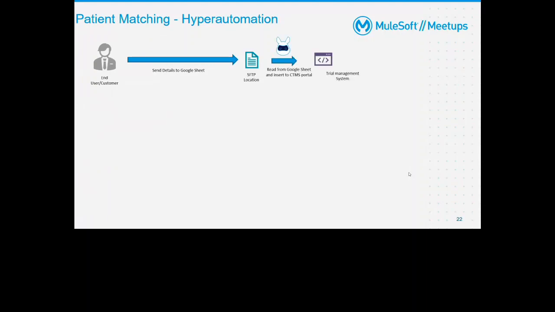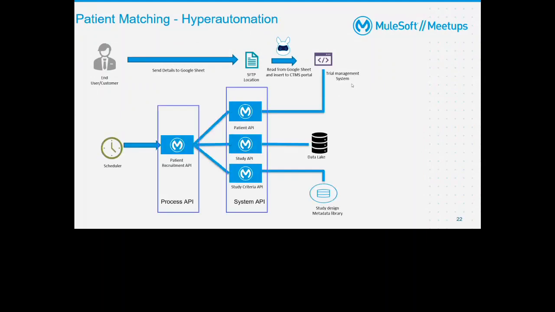Since someone has sent details to a Google Sheet, you can use a MuleSoft RPA process which will read that Google Sheet and then load the trial management system, considering the fact that the trial management system is a desktop application and you cannot use any API. After that, you can use an API layer on your Anypoint Platform.